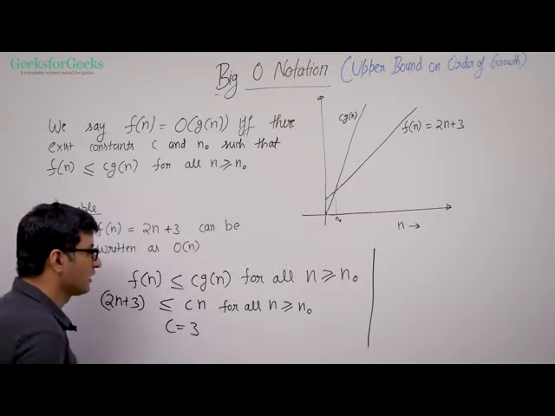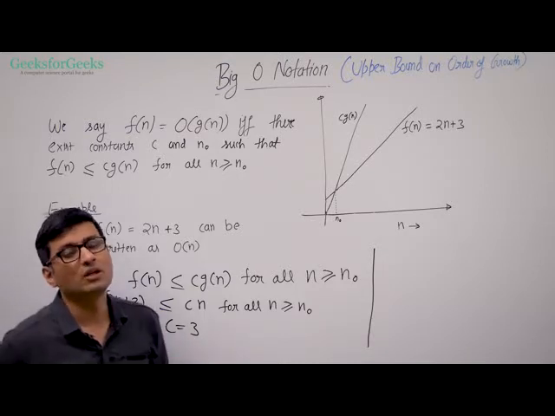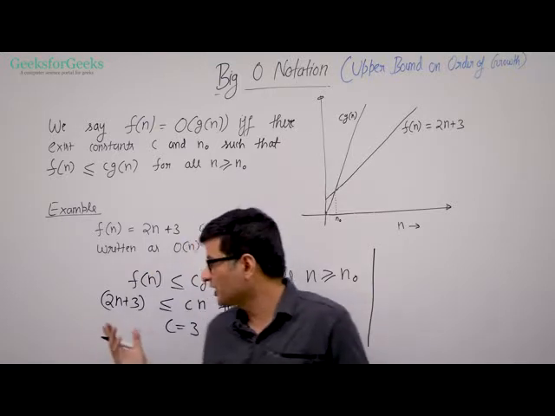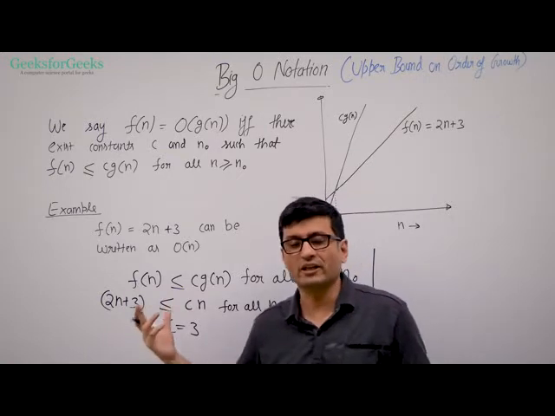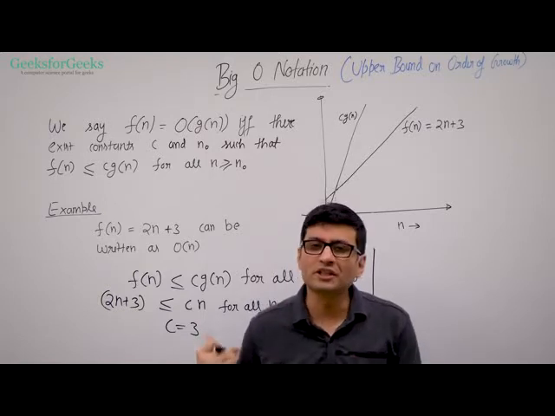It's always going to give you a valid n naught. So now we have found C equal to 3. We need to find n naught. So what we do to find n naught is we put this value of C in our expression and we find for what values of n greater than this n naught we have this condition true. So let's put C equal to 3 in this expression.